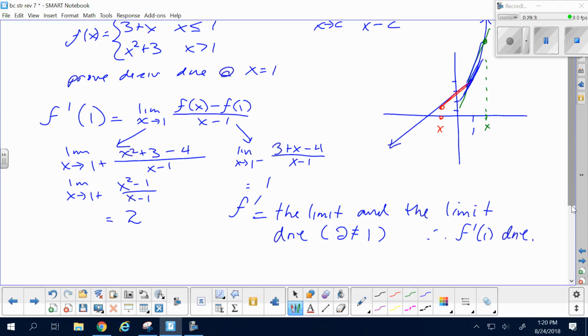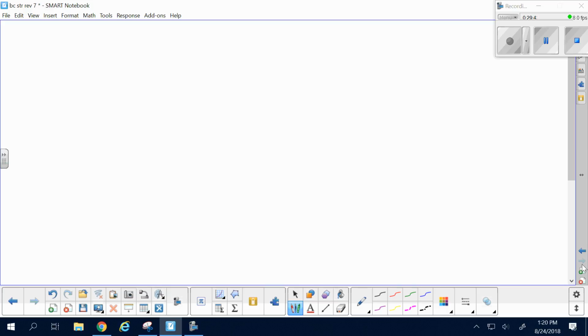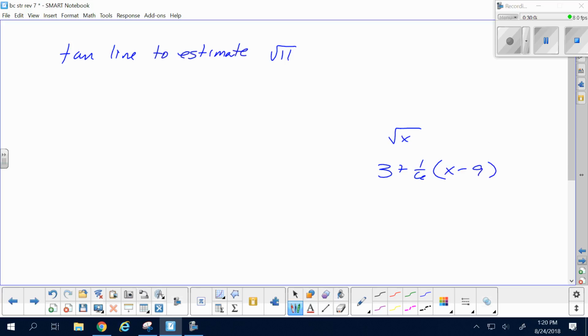Tangent line. Good. Yeah, that one, I probably should have put that in the notes for review, but we'll do it now. The tangent line, to estimate the square root of 11. At the heart of this is the fact that you might say, well, shoot, what's easier to evaluate at 11? That or that? Which one's easier to put 11 into? The line, for sure.